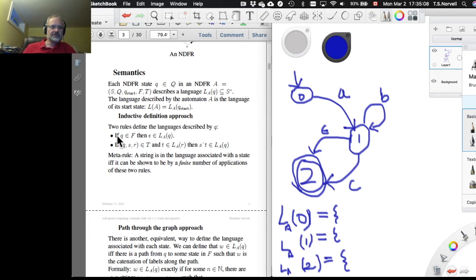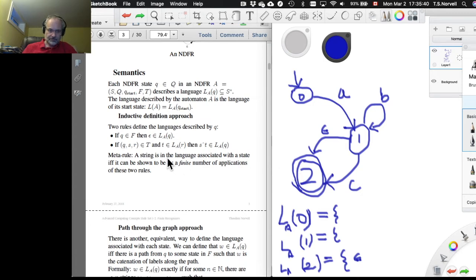The first rule says that if Q is a final state, then epsilon is in the language of Q. Well, in our example, we have one final state, and that's 2, so epsilon, that is the empty string, is in the language of state 2. In fact, there won't be anything else, so I don't need that comma.